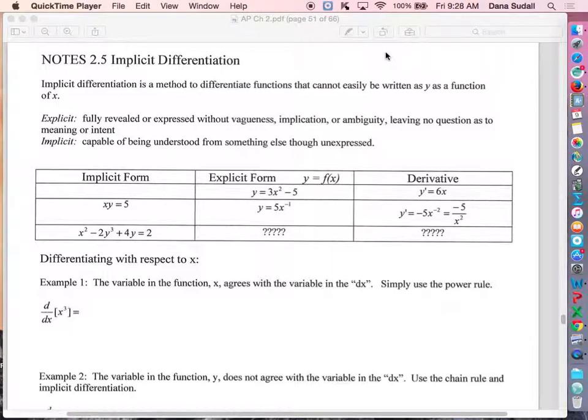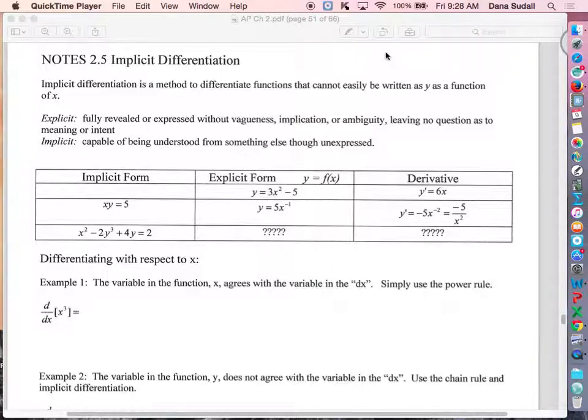Right, so you want your notebook out with the notes for 2.5. You can fill this in as we go here. We're going to look at implicit differentiation. So far, all of the problems that we have dealt with have been finding the derivative or differentiating explicitly, which just means that the equation is solved for y.